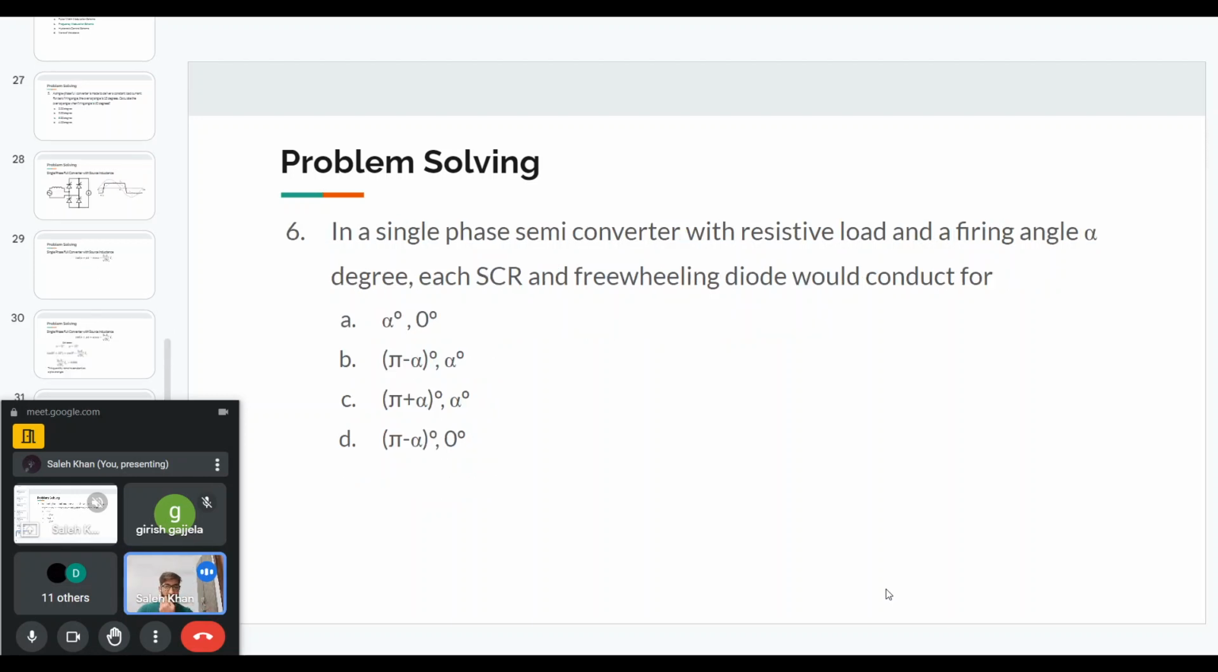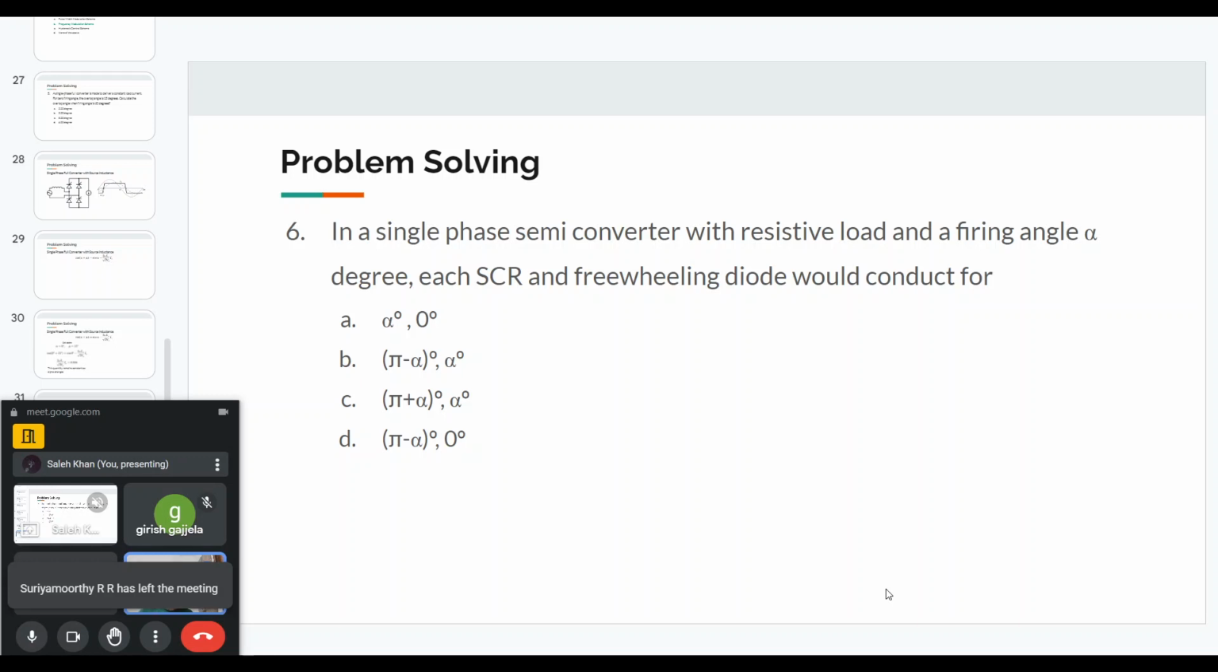So the next question is, in a single phase semi-converter with resistive load and a firing angle alpha, each SCR and a freewheeling diode would conduct for, and you have all these options. So you have to understand here, you have a semi-converter with a resistive load and a freewheeling diode. The question is asking about the conduction time or conduction angle of SCR and freewheeling diode.